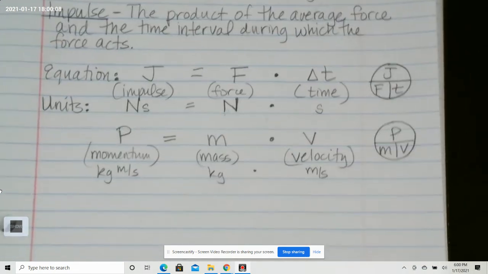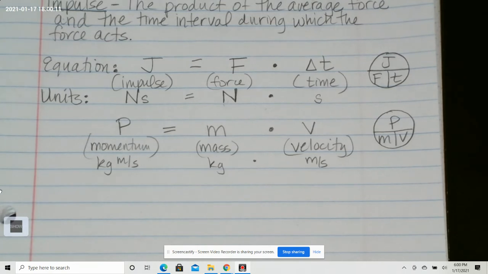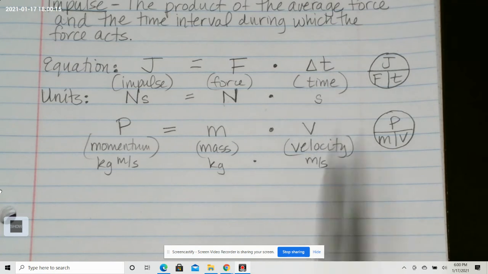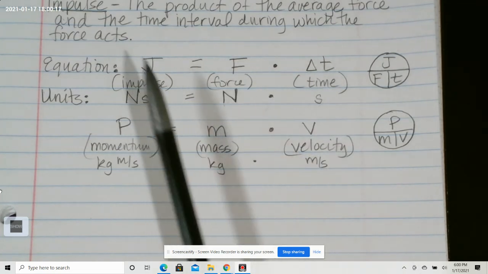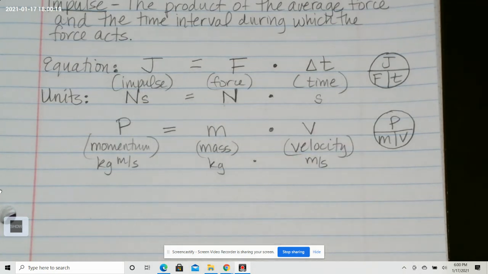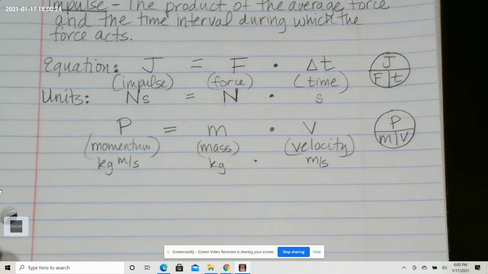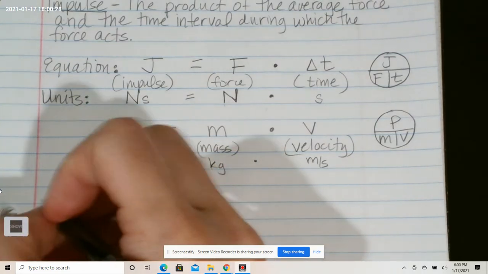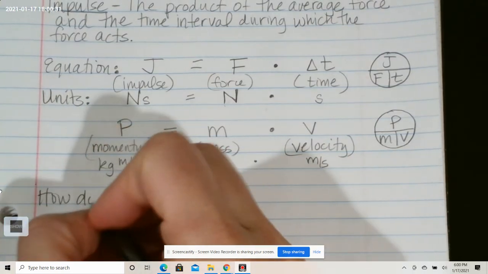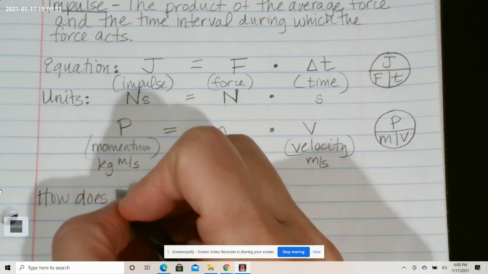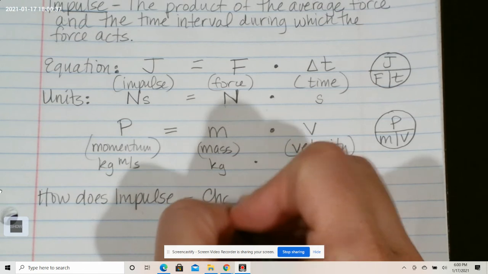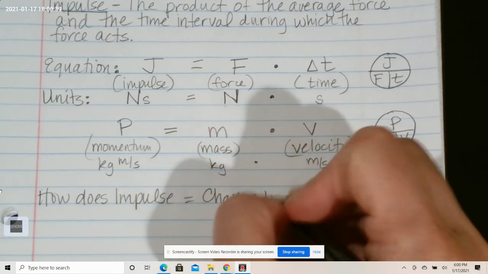Okay, so now looking at those, you might say, how are these the same thing? These don't make sense. We have none of the same units: time, velocity, force, mass. How are impulse and momentum going to be the same? Okay, so let's figure that out. We'll write the question. How does impulse equal change in momentum?